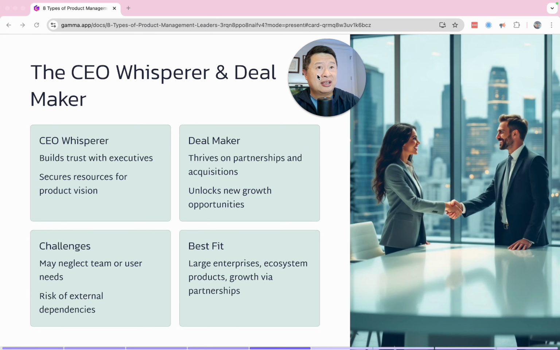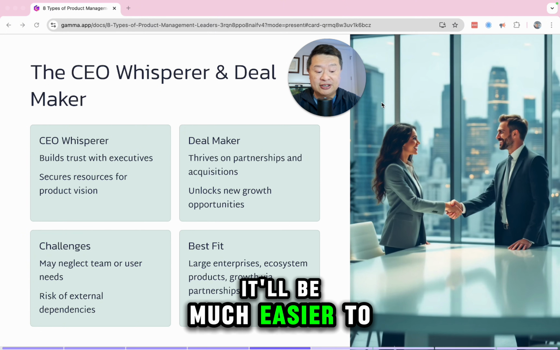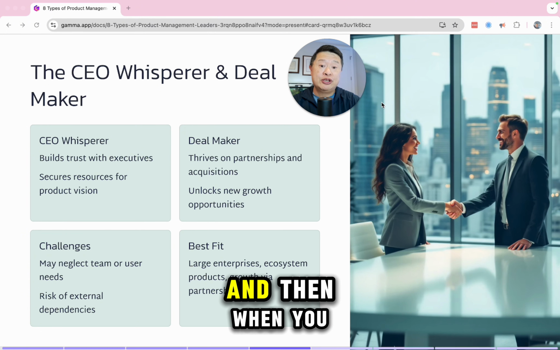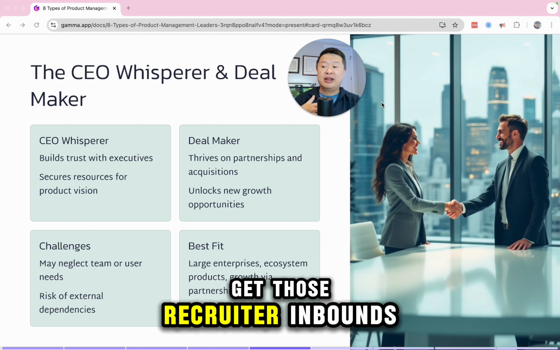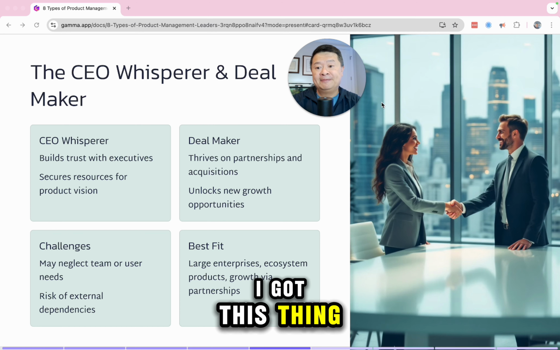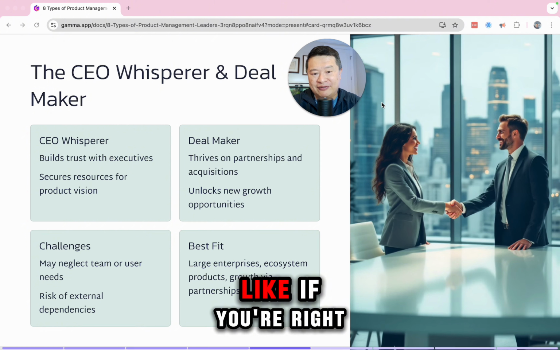Because if you know what your favorite one or two are, then as you're thinking about new opportunities or whether to stay in your current role, it'll be much easier to know, oh wow, this is a really great fit. And when you get those recruiter inbounds and they say, hey, I've got this thing, you'll be able to quickly know if you're right for them or not.